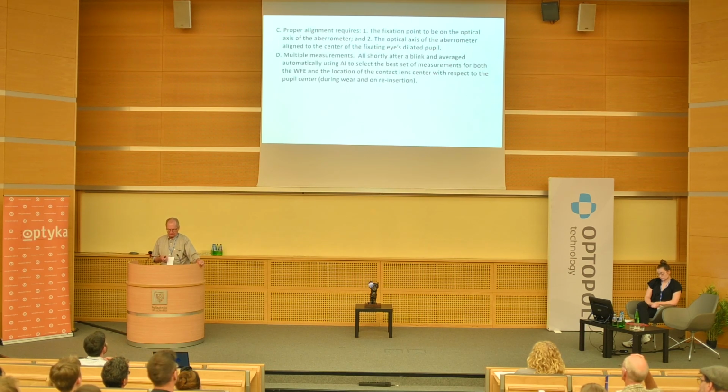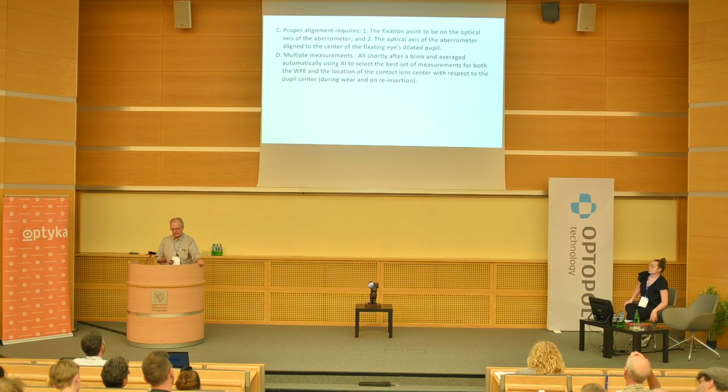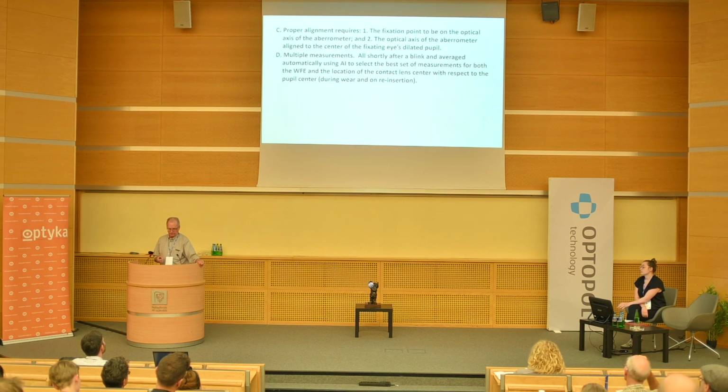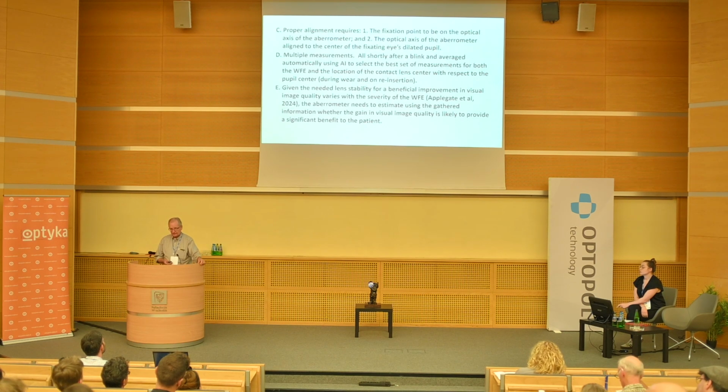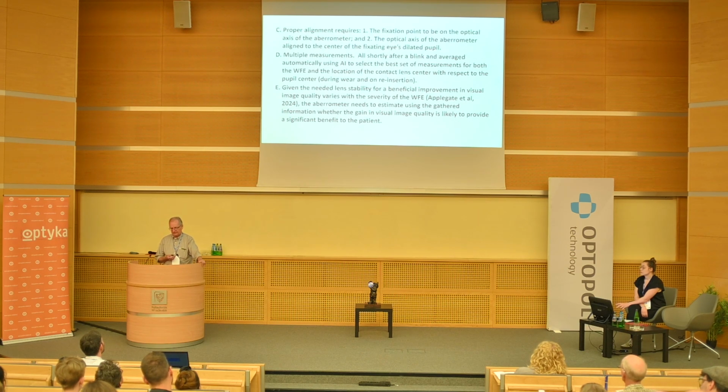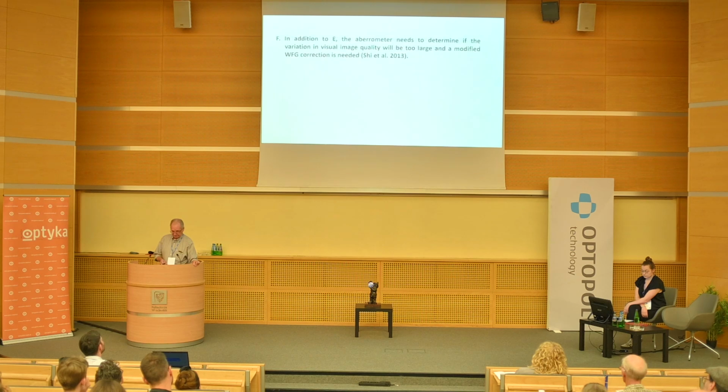Multiple measurements. You need to make several measurements after a blink. It should be automatically done using AI to select the best set of measurements for both the wavefront error and the location of the contact lens center with respect to the pupil center, so that the patch will be placed in the right position. And given the need for lens stability for a beneficial improvement in visual image quality, and that it varies with the severity of the wavefront error, the aberrometer needs to estimate using gathered information whether the gain in visual image quality is likely to provide a significant benefit to the patient.